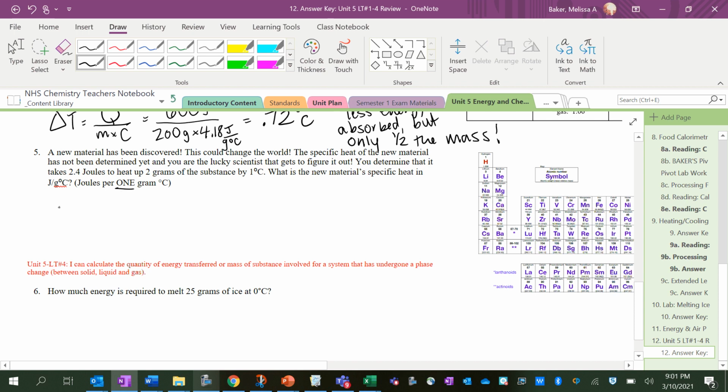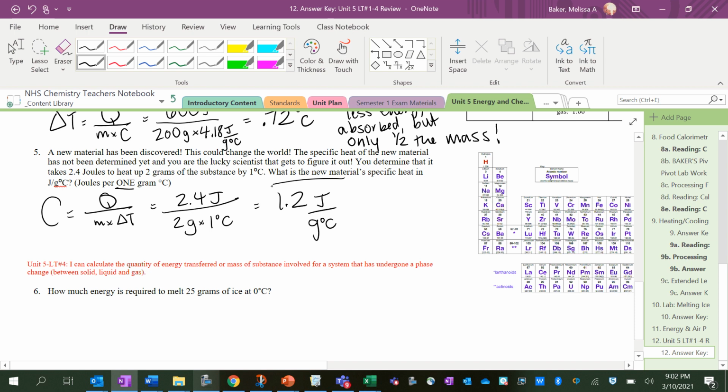Okay, so we can use the formula to find specific heat. It's Q divided by M times change in temperature. So it's 2.4 joules divided by 2 grams times 1 degree Celsius. So the answer would be 1.2 joules per gram degree Celsius.